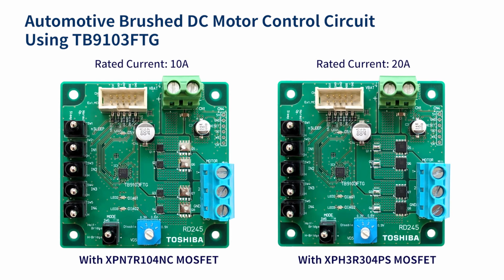This design can be used with 2 types of MOSFETs for driving the motors with different current ratings. With XBN7R104NC MOSFETs the rated current is 10 ampere. And with XBH3R304PS MOSFETs the maximum current is 20 ampere.